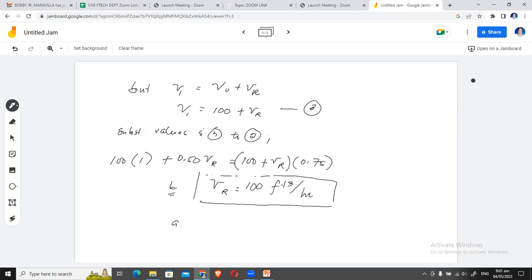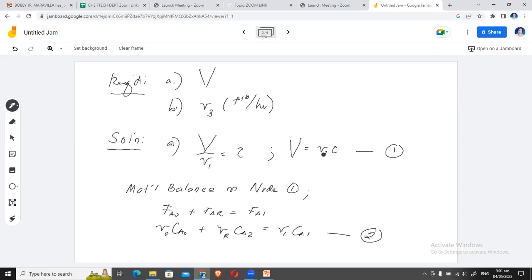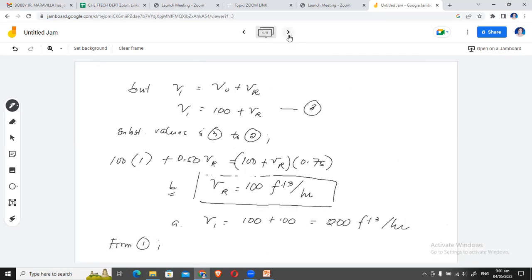For letter A, we need to determine first the V1. So V1 is equal to 100 from here plus 100. So that would be 200 cubic feet per hour. So based on equation 1, the original equation we wrote, we can determine the volume. It should be V1 tau. So 200 times the tau, which is 15 over 60. We have a volume in cubic feet equal to 50.